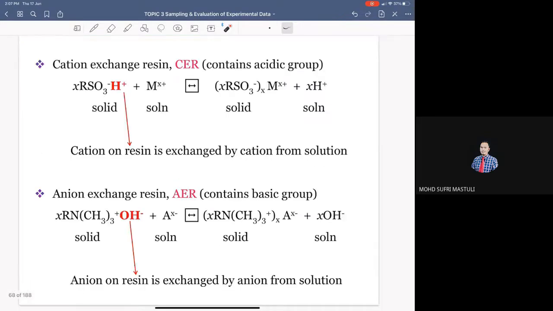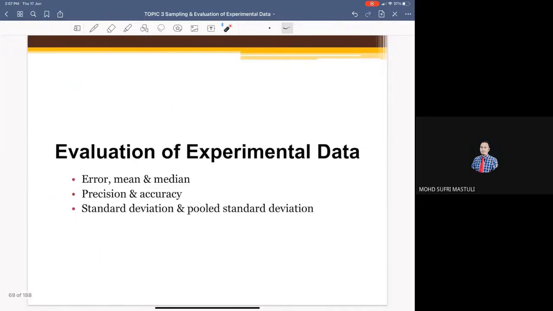All right. So I think we are done on the sampling. We learned about the sampling method, the reduction to the laboratory size sample, the solution of sample, and last but not least, the elimination of interference. So in the next video, we will continue on the evaluation of experimental data.